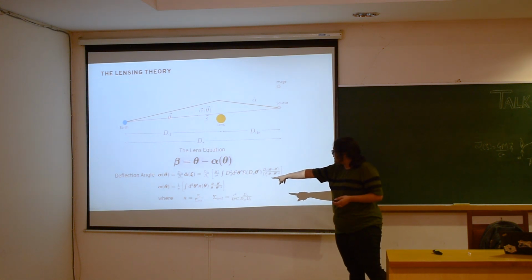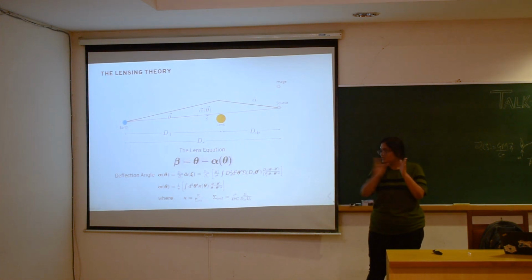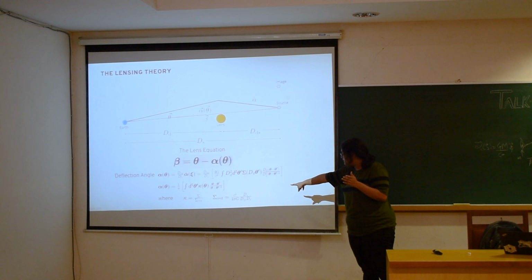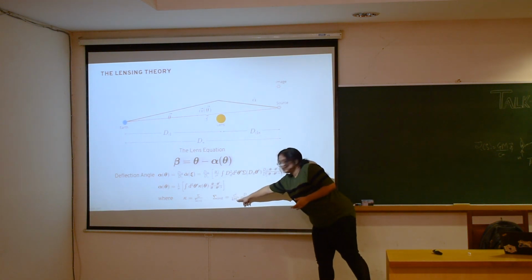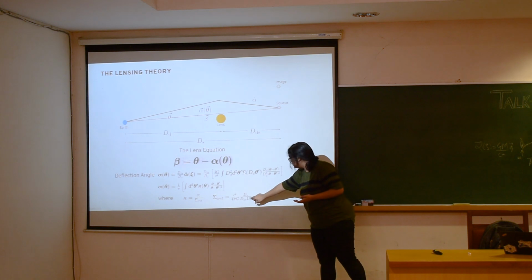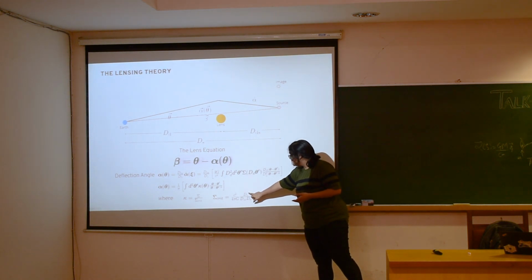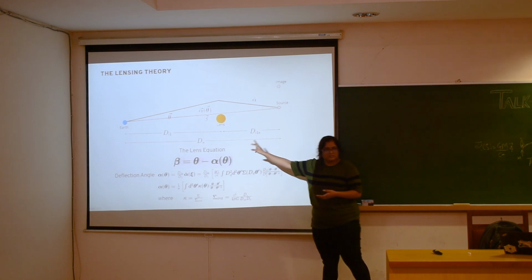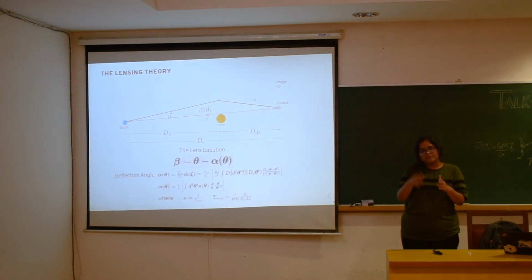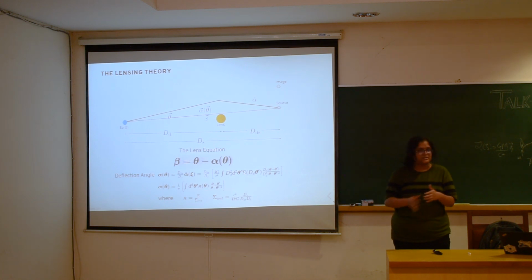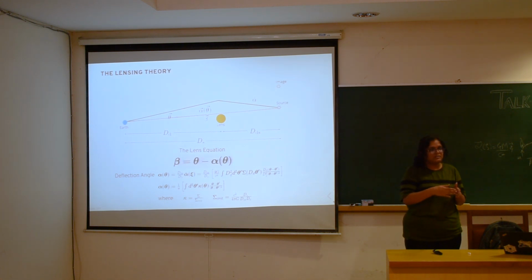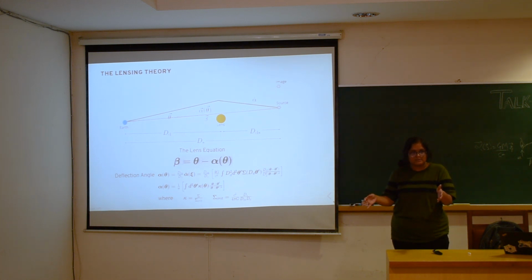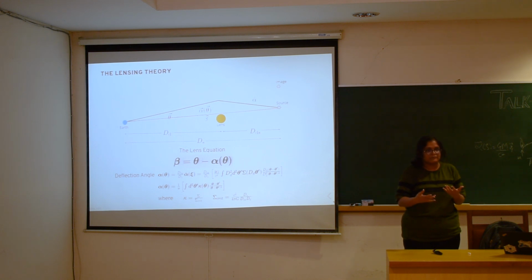Kappa is defined as the surface mass density of the lens divided by the critical surface mass density, where the critical surface mass density is given by this formula. Notice that these are just constants, so they will stay constants, but the critical surface mass density depends on these factors, which are distances, and these distances are very specific to each lensing system. So the critical mass density changes as our lensing system changes. If we have one lensing system, these distances will be different, and the critical surface mass density will be different for a different lensing system.